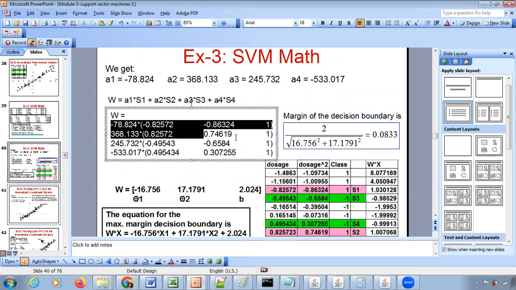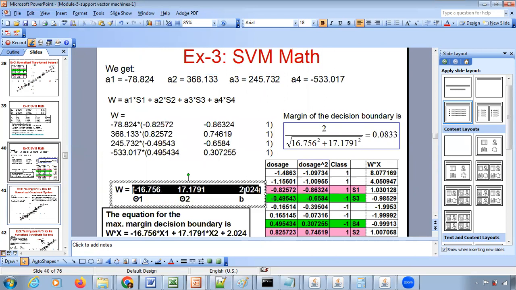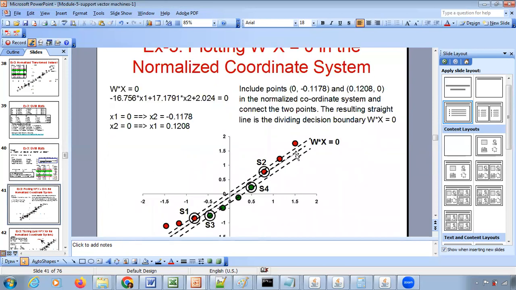So this is the weight vector now. Do the term-wise multiplication and then addition, and you get the weight vector, the parameters theta 1, theta 2, and b. Again, using this, we can find the margin of the decision boundary, which is 2 divided by the square root of 16.756 squared plus 13.179 squared. So you can see it is less than 0.1. That's why it's a bit difficult to visualize, but there is a decision boundary in which no data point falls. That's more important to realize as well. So there's no data point within that decision boundary. So it's clearly a hard margin SVM as well.